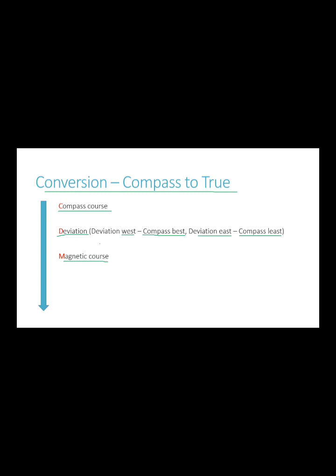And once we have the magnetic course, we apply the variation now. Variation is also applied in the same way. Variation west, magnetic best. Variation east, magnetic least. And as you apply the variation, you find out your true course. Now you see, you can easily remember it from these initial letters C, D, M, V, T. So if you want to go compass to true, C, D, M, V, T will help you. How to remember it? Cadbury's Dairy Milk, very tasty.